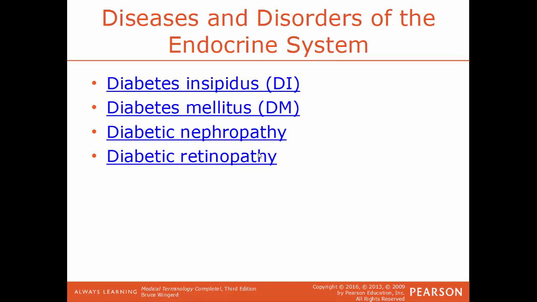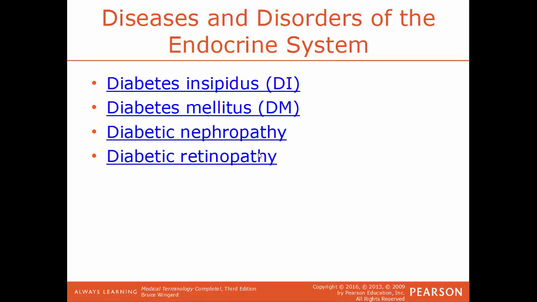This will cause excessive urination and extreme thirst. And diabetes mellitus, or DM, is what most people think of when you hear the term diabetes, type 1 and type 2 diabetes. That is diabetes mellitus. That is due to insulin either not being produced by the pancreas or being produced but not being able to enter the cells to be used.